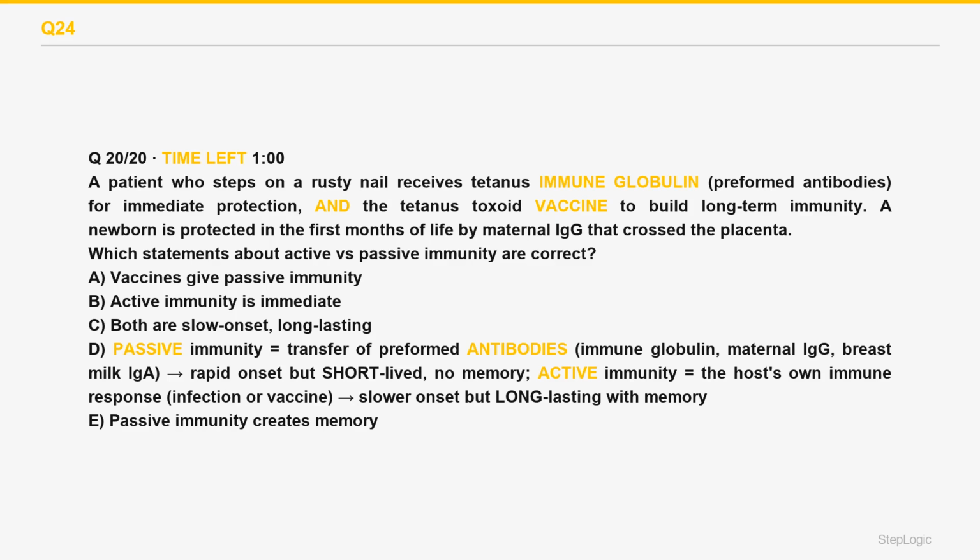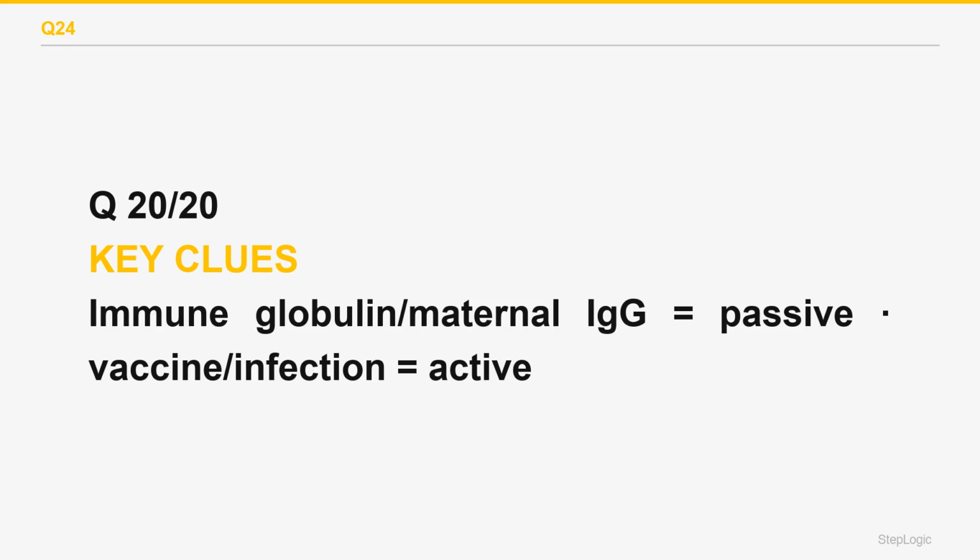Passive: preformed antibodies, rapid, short, no memory. Active: own response, vaccine, slow, long, memory. The distinction is between receiving antibodies versus making your own. Passive immunity is the transfer of preformed antibodies from another source. Examples include tetanus or rabies immune globulin, maternal IgG crossing the placenta, and IgA in breast milk. It provides rapid, immediate protection, but is short-lived. The antibodies degrade and create no immunologic memory.